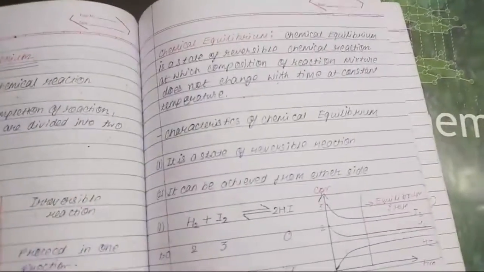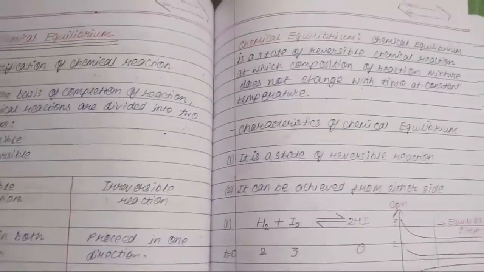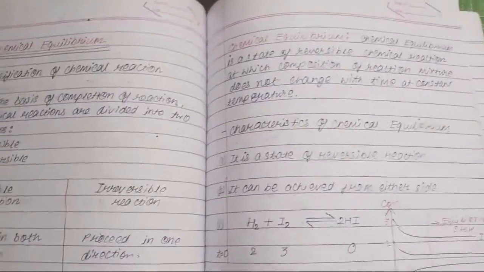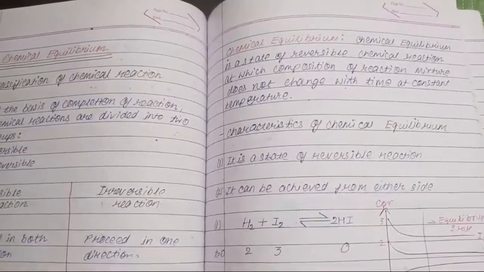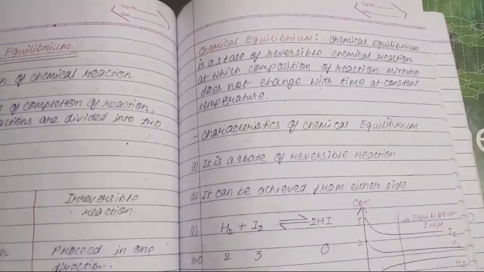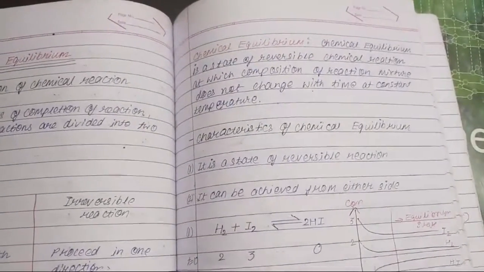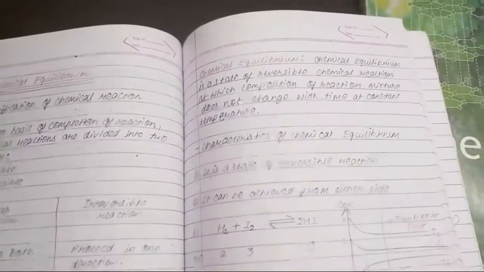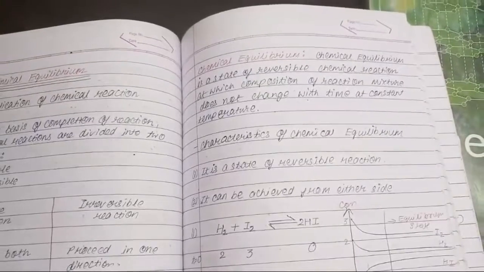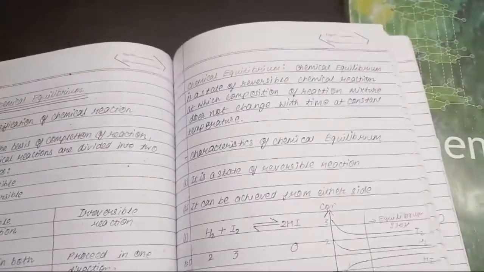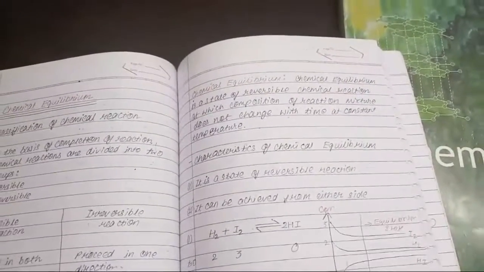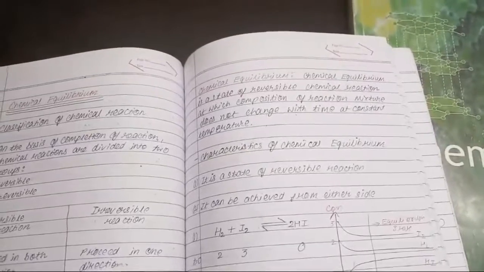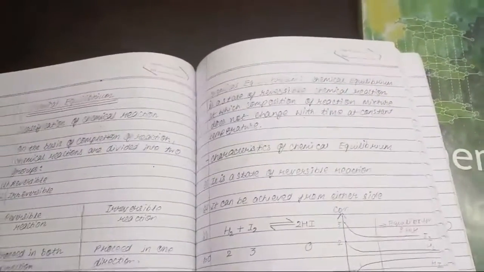So chemical equilibrium, what is it? This is the definition. Chemical equilibrium is a state of a reversible chemical reaction at which the composition of the reaction mixture does not change with time at constant temperature. Let me explain this. It means only reversible reactions can attain equilibrium, and the composition of the reactants does not change with time. This point is quite crucial. The composition stays constant with time.